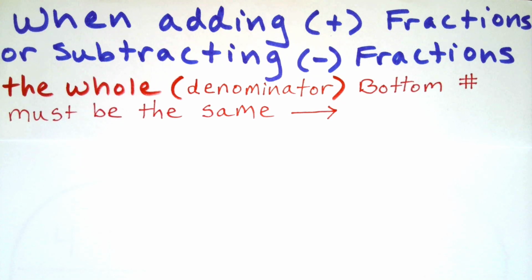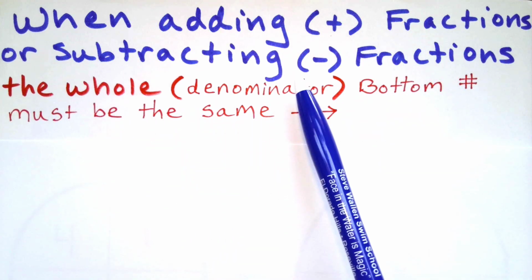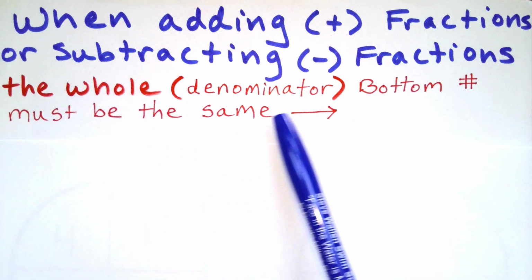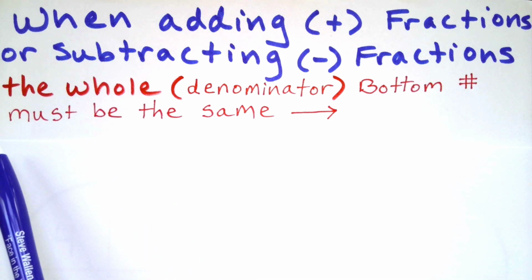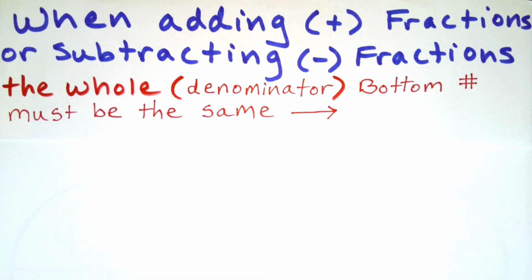Part two of Math is Easy, step by step, going over the basics of fractions. And so, when adding fractions or subtracting fractions, the whole, which is the denominator, that's the bottom number, of both of the fractions must be the same. Let me show you what that looks like.